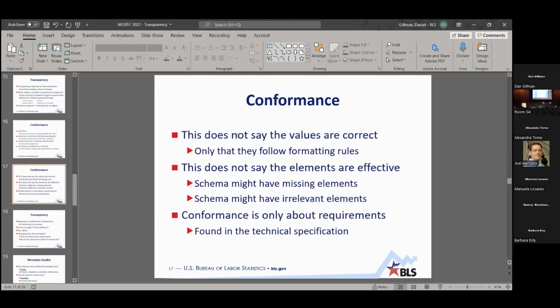This doesn't say that the values are correct, only that they follow the formatting rules. It doesn't say that the elements are effective. The schema might have missing elements. The schema might have irrelevant elements. Conformance is only about requirements, which are found in the technical spec.